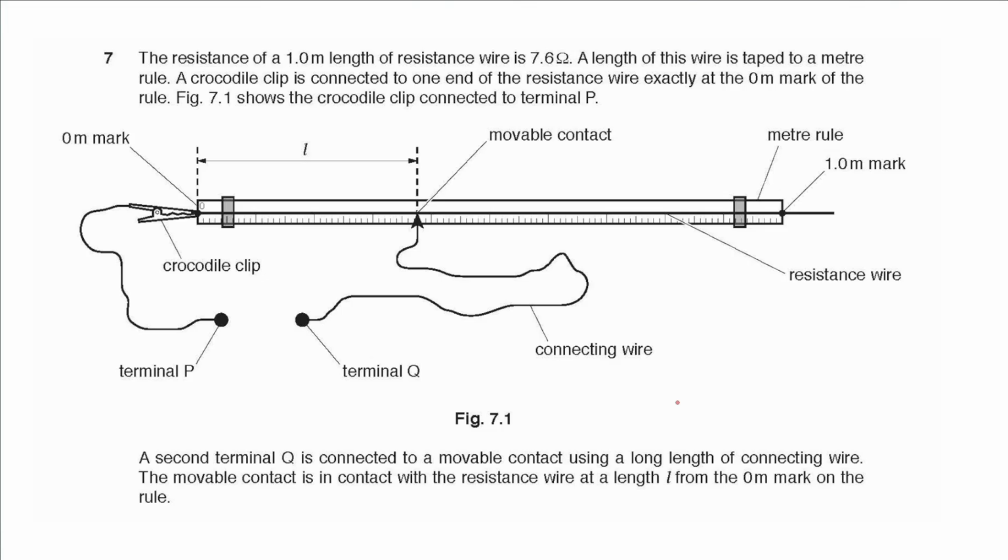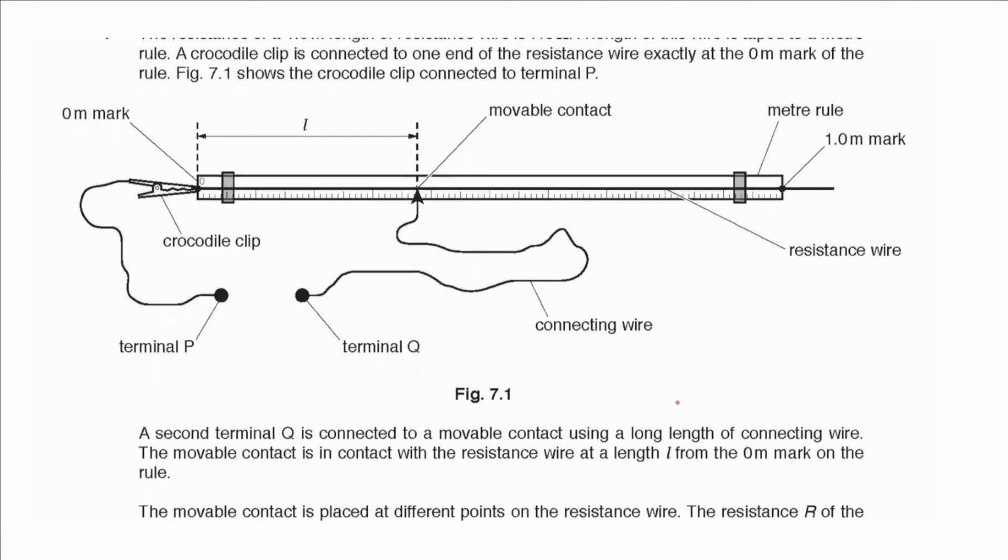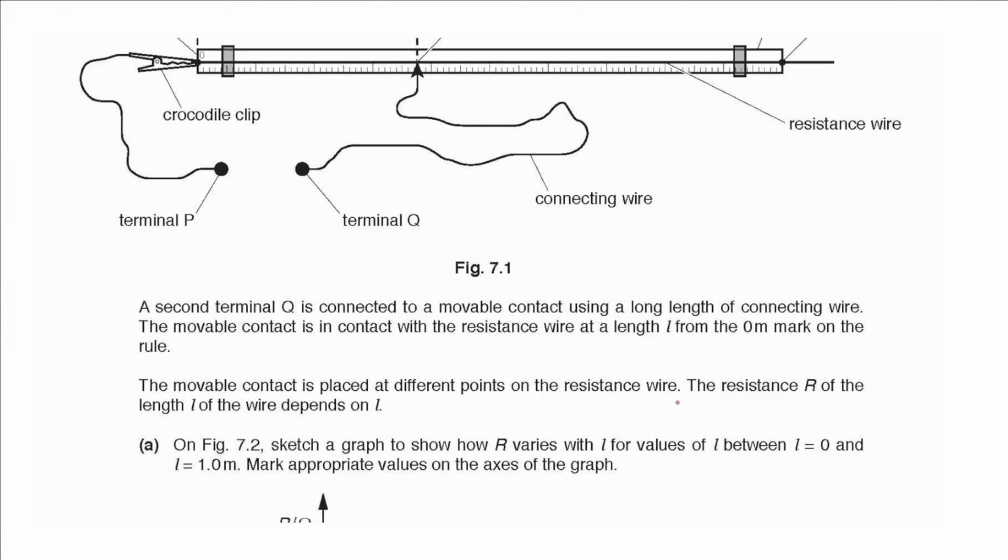Question 7 says the resistance of a 1.0 meter length of resistance wire is 7.6 ohms. A length of this wire is taped to a meter rule. A crocodile clip is connected to one end of the resistance wire exactly at the 0 mark of the rule. Figure 7.1 shows the crocodile clip connected to terminal P, which is open for now. The second terminal Q is connected to a movable contact using a long length of connecting wire. The movable contact is in contact with the resistance wire at a length L from the 0 mark on the rule. So we use different lengths of wire in the circuit.